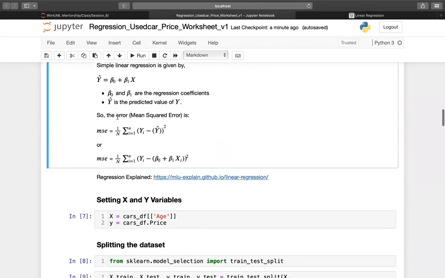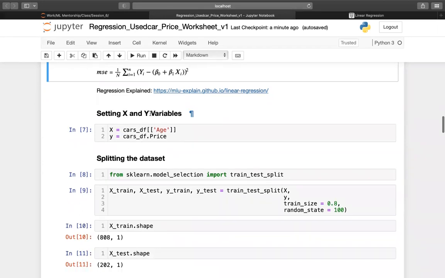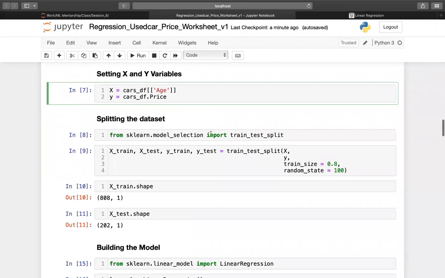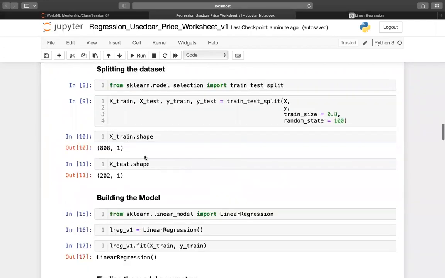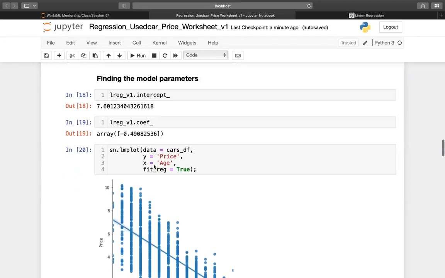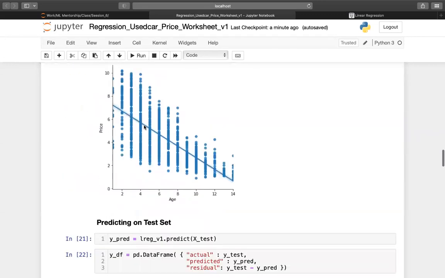And you'll get some error which is calculated in terms of mean squared error, which is nothing but y minus y hat squared. Then we set the value of x and y, what will my x value be, what will my y value be. Split the data into train and test, X-train and X-test, build the model with scikit-learn linear model regression, and we found the intercept and coefficient.